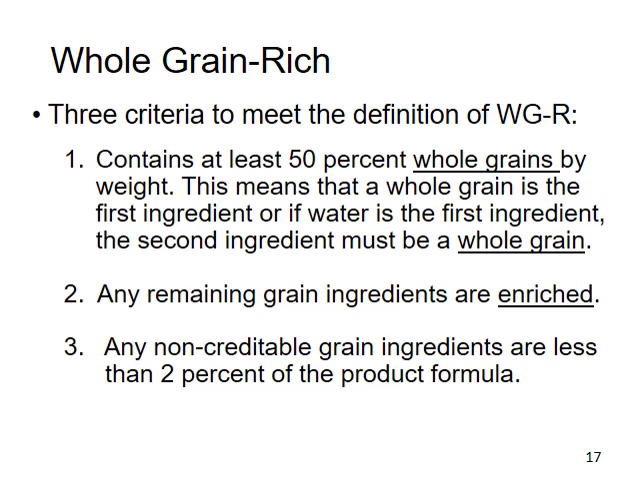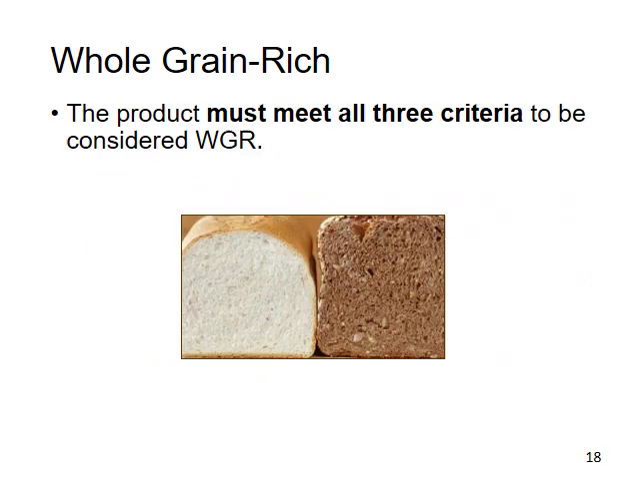There are 3 criteria needed to meet the definition of whole grain rich. First, the product must contain at least 50% whole grains by weight. This means a whole grain is the first ingredient, or if water is the first ingredient, the second ingredient must be a whole grain. Second, that remaining grain ingredients are enriched. And third, non-creditable grain ingredients are less than 2% of the product's formula. The product must meet all 3 criteria to be considered whole grain rich.